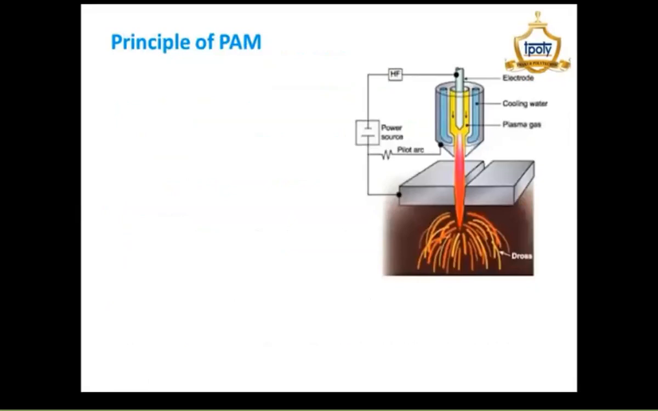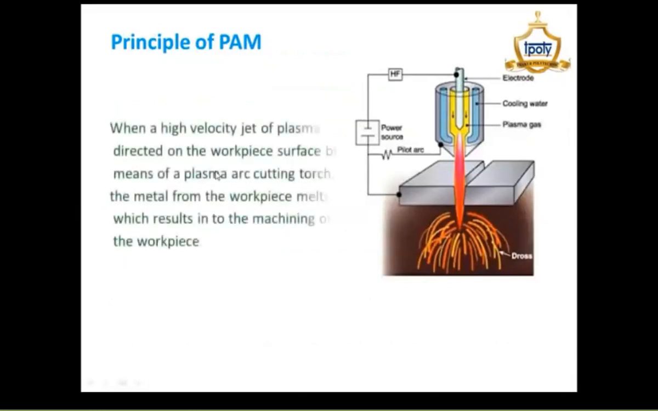Principle of plasma arc machining. Here I have shown the plasma arc torch and the workpiece and the power supply. Now when a very high velocity jet of plasma is directed on the workpiece, you can see there I am putting this arrow, right?